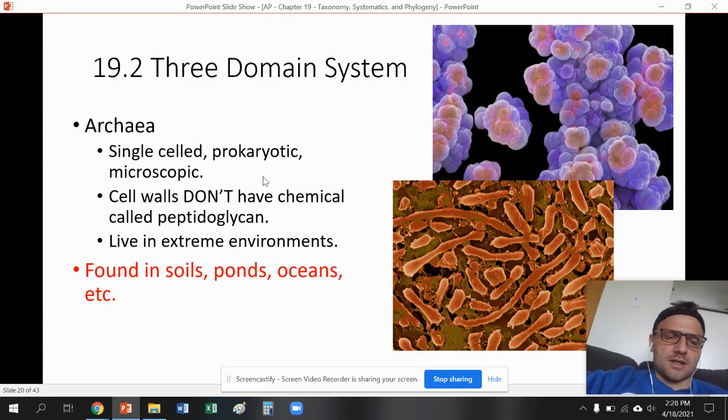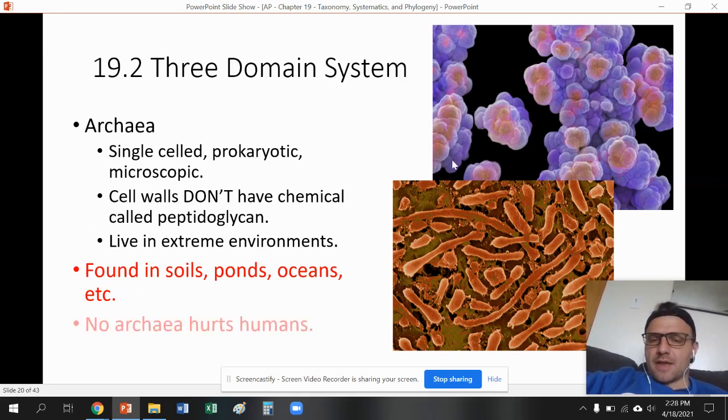Their cell walls do not contain that molecule peptidoglycan, and they usually live in extreme environments, or they can live in extreme environments. They also live in soils, ponds, oceans, and a lot of other places as well. This is just the second domain. A really cool fact: no archaea hurts humans.